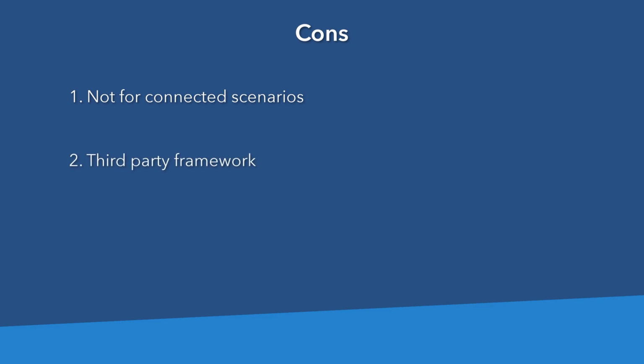Now, some cons. Again, it's not for connected scenarios, so again, it really depends what your app is trying to do. And for this second one, make of it what you will, but Core Data is a first-party Apple framework, whereas Realm is a third-party framework. So there you have it, my thoughts on MySQL, CloudKit, Firebase, Core Data, and Realm.